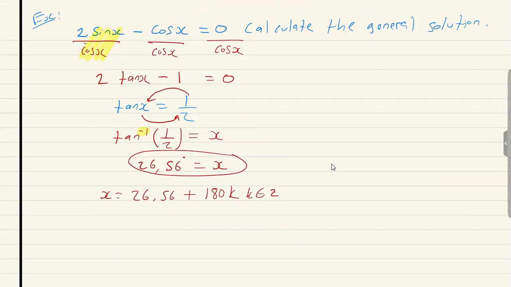One more question. It doesn't matter what the angle is. Look, they will try to confuse you like this question. Let's say 3 sine 2x plus 10 is equal to 2 cosine 2x plus 10.